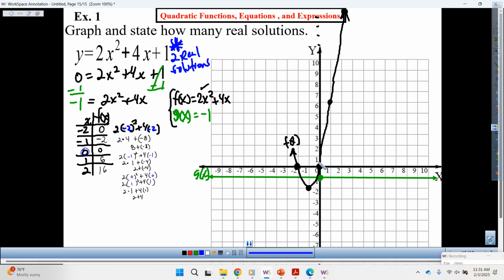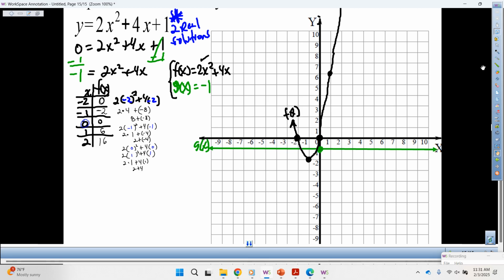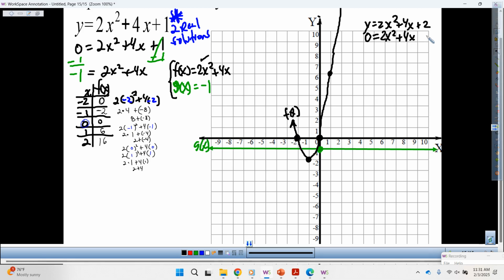All right. Next, I want you to write this one down. Y equals 2x squared plus 4x plus 2. So, let's say I gave you this one instead. What is the first thing we do? Everyone, set it equal to 0. And then, what do I do next?